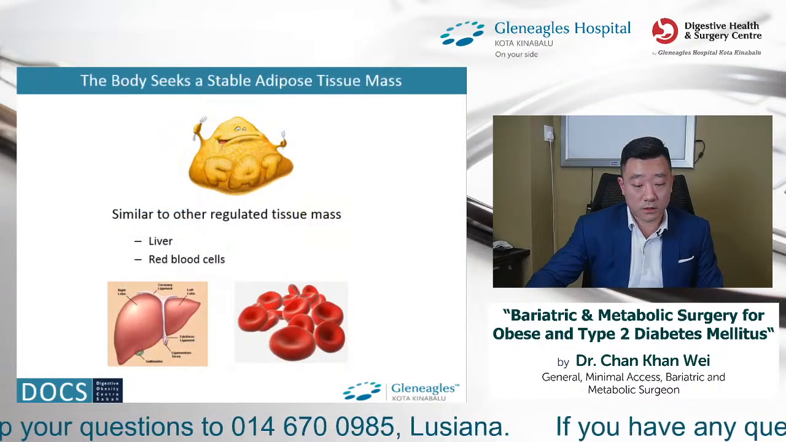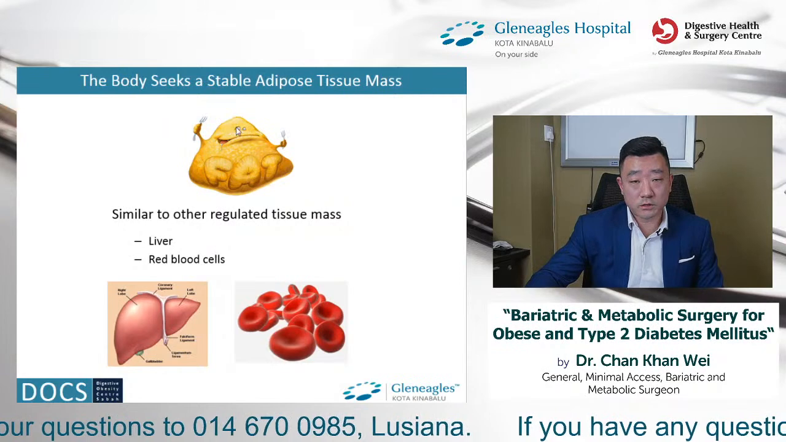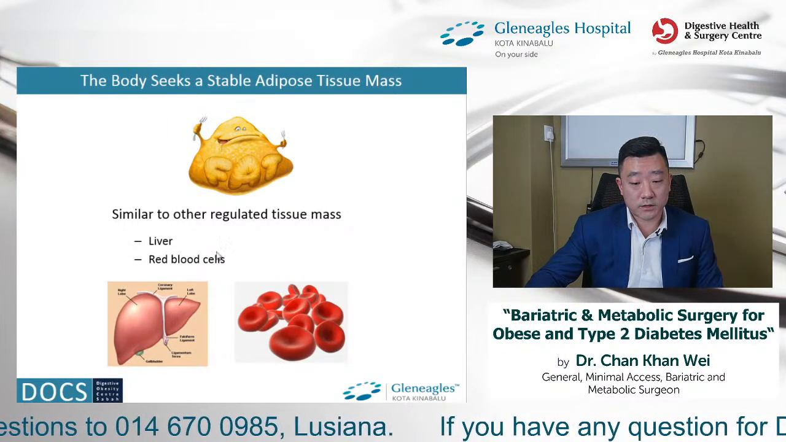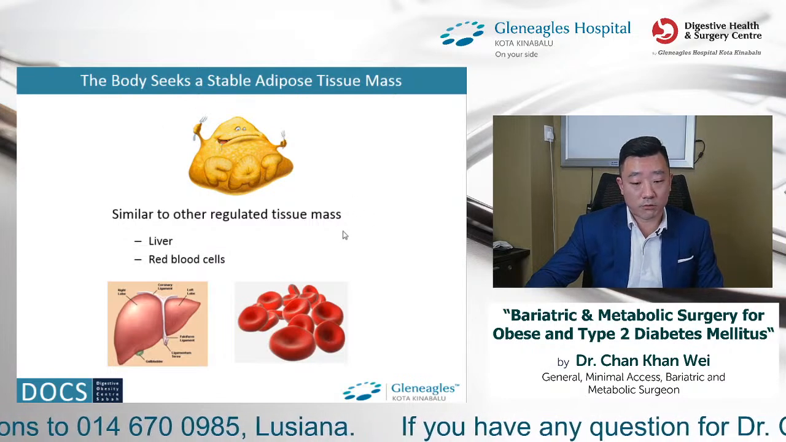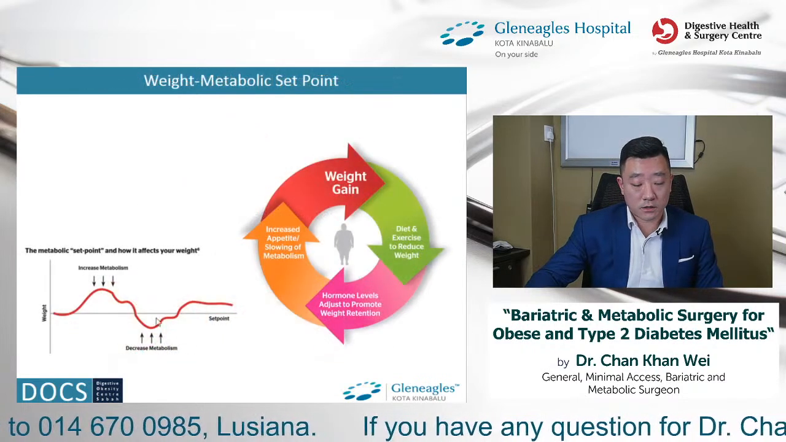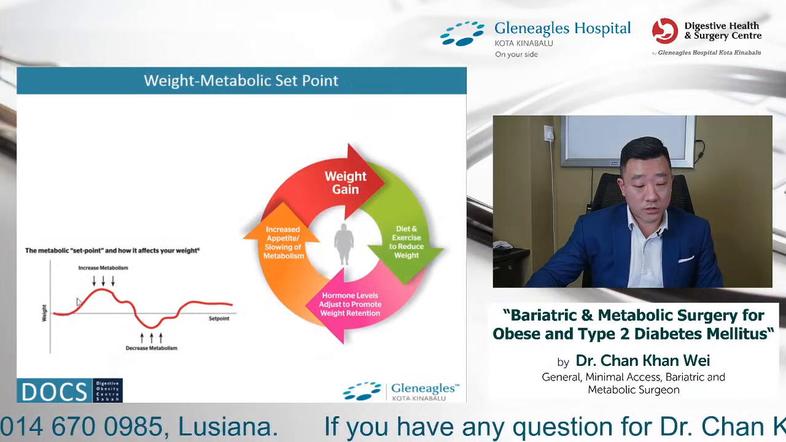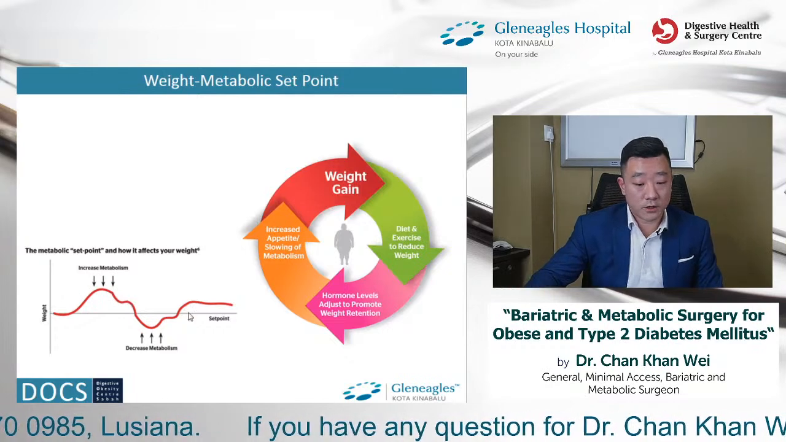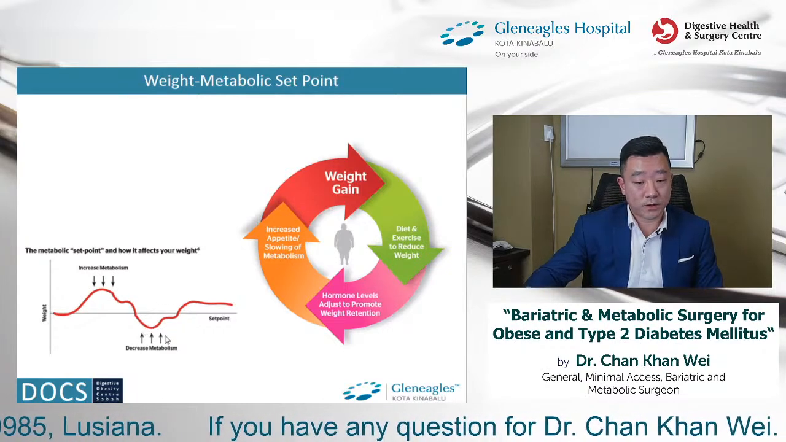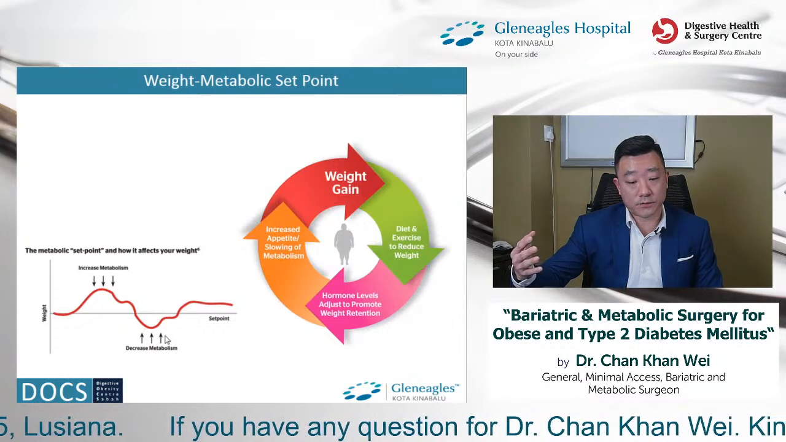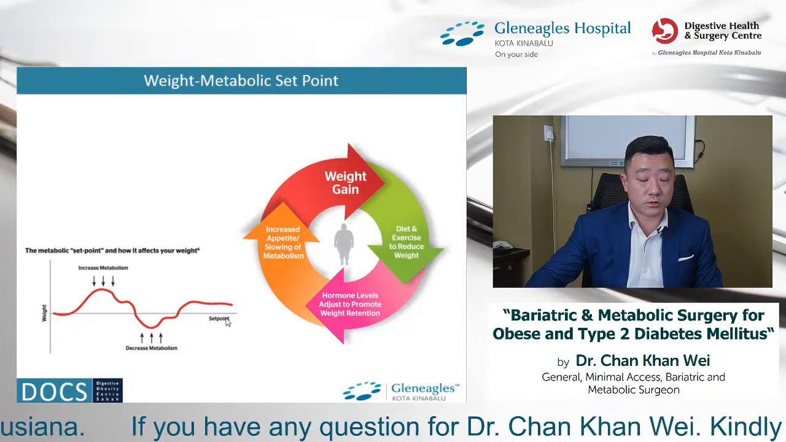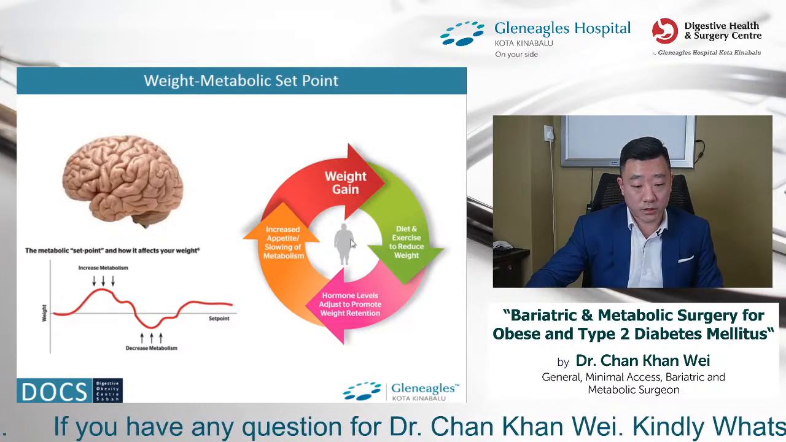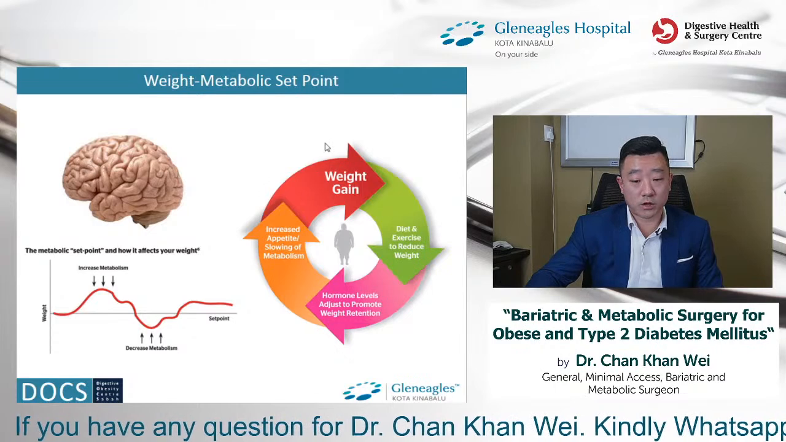overweight of body fat. So what we know is the body seeks a stable adipose tissue mass, just like our liver mass or our red blood cell mass. So there is a homeostasis of our body fat, and if we try to increase it dramatically, the body will actually stop us from overindulging in food. And if we try to increase exercise, burning off the fats, then the body itself will tell us to regain back that body fat mass. And these are all actually controlled in the brain, and there's actually a weight metabolic set point.